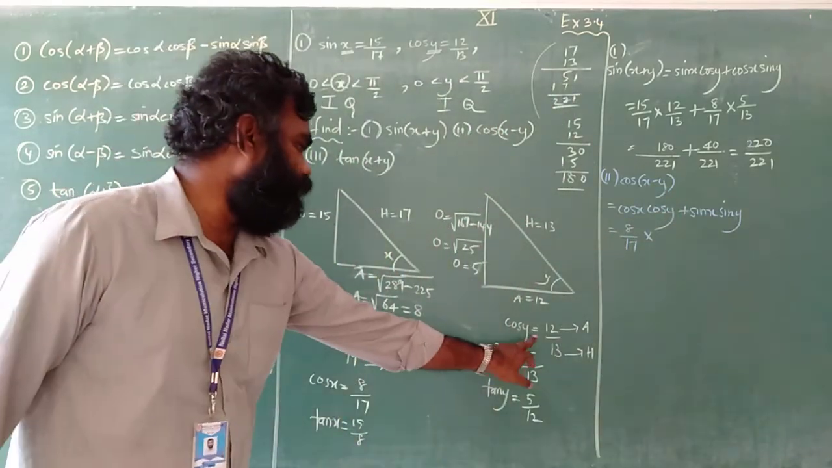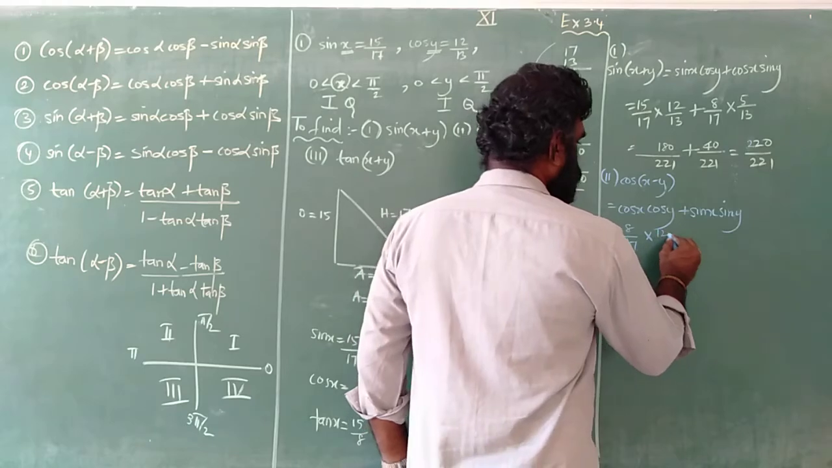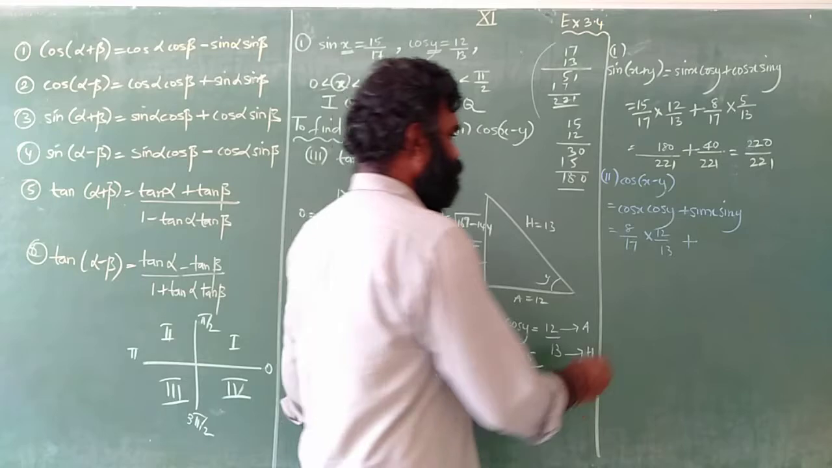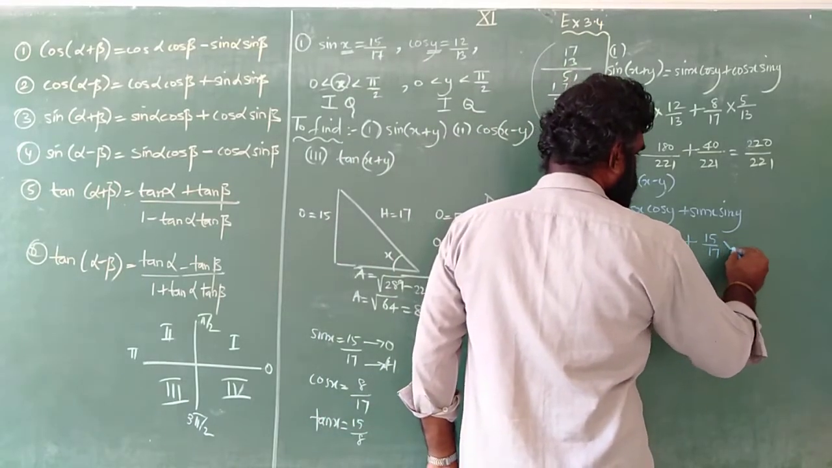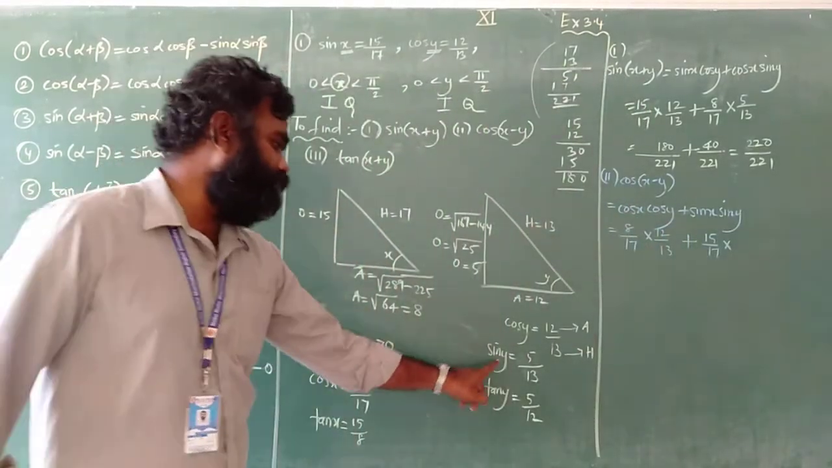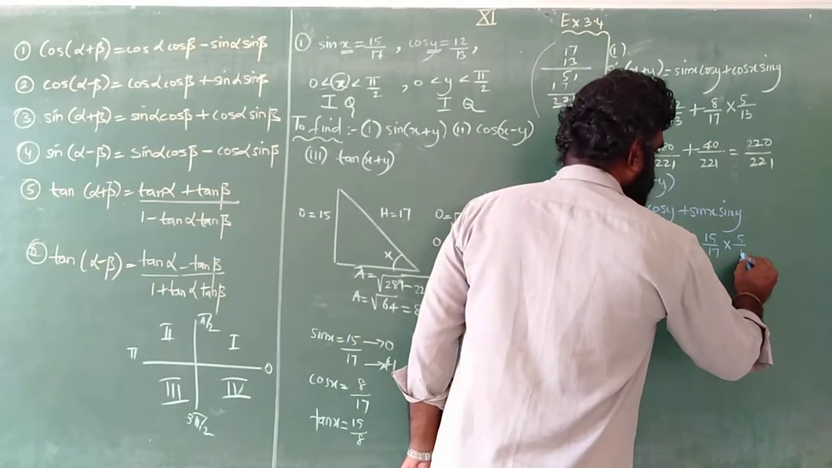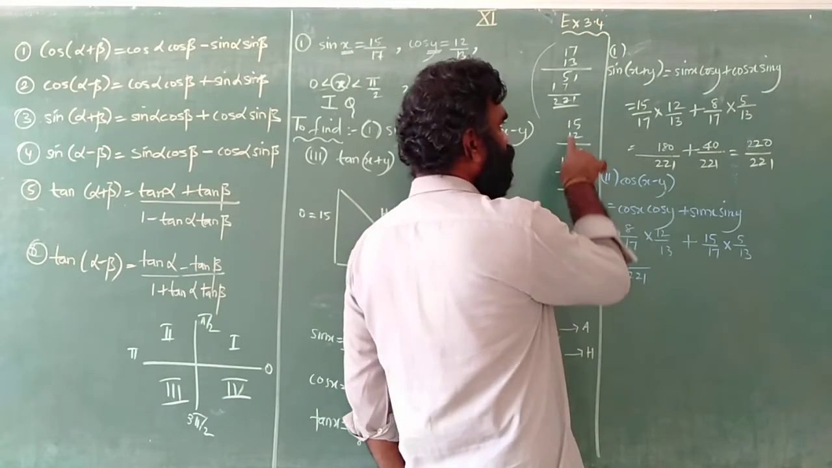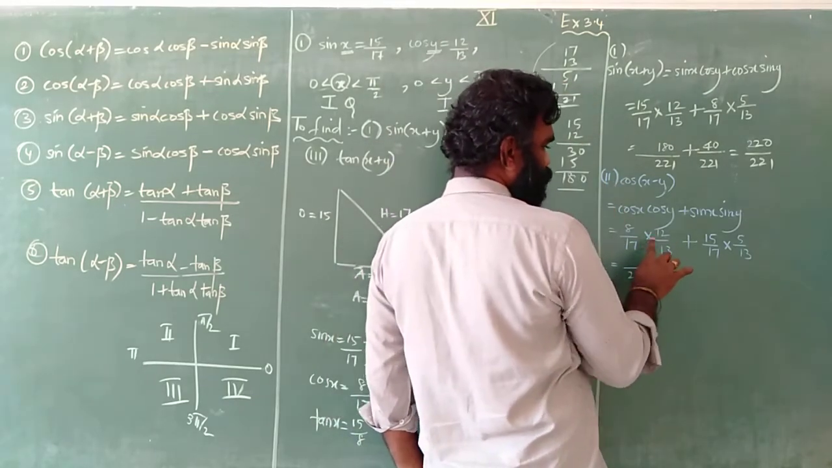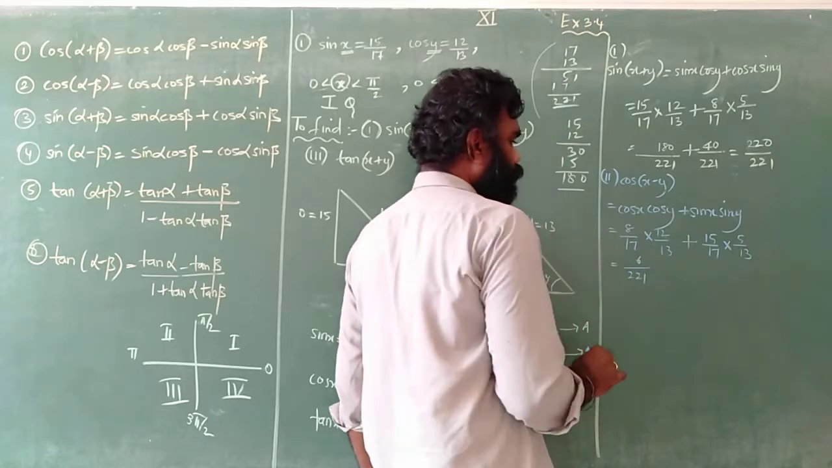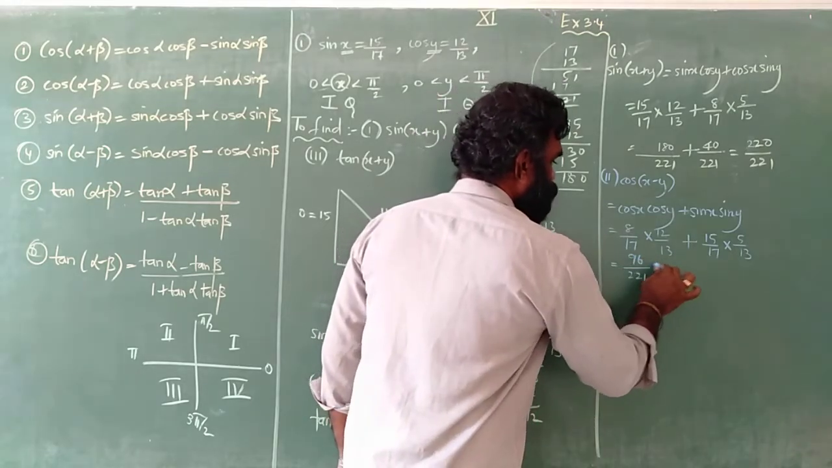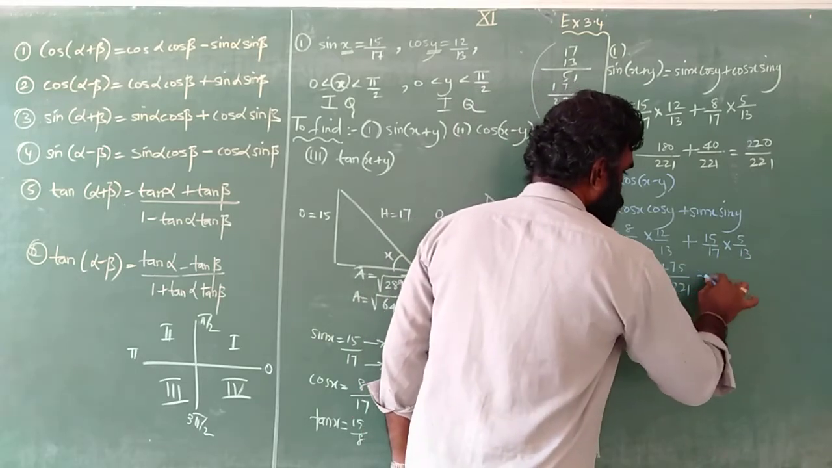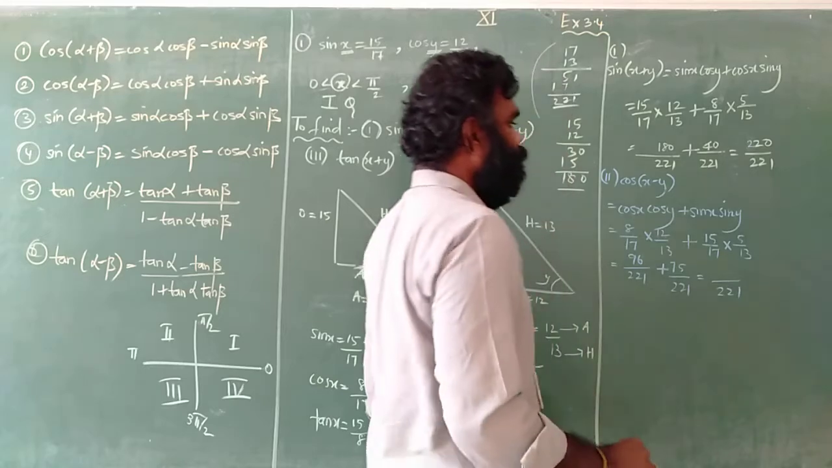What is cos y here? I need to find cos y. 12 by 13. 12 by 13 plus sin x. Sin x is 15 by 17. 15 by 17, sin y. What is sin y here? 5 by 13. 17 by 13 is nothing but 221. Now we have done 17 by 13. 8 12s are 96. 8 2s are 16. Carry over 1. 8 9s are 96, plus 15 5s are 75, divided by 221.